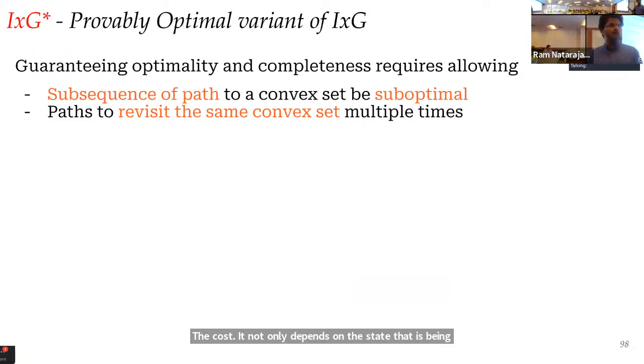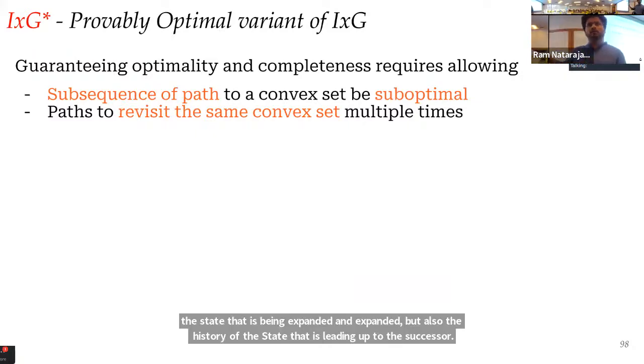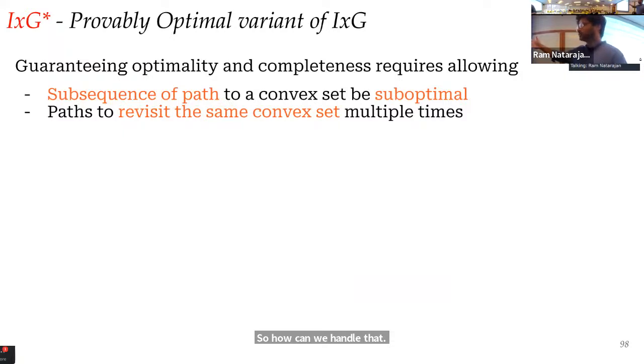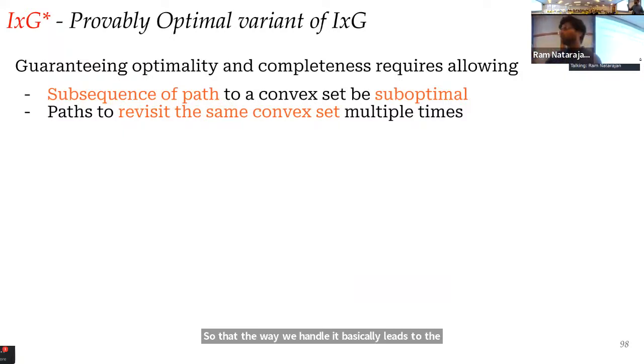So how can we handle that? The way we handle it leads to the extension, which is IXG star. That is the provably optimal variant of IXG. Basically, guaranteeing optimality and completeness requires that you also keep the suboptimal subsequent paths to a convex set, and allow paths to revisit the same convex set multiple times, right?